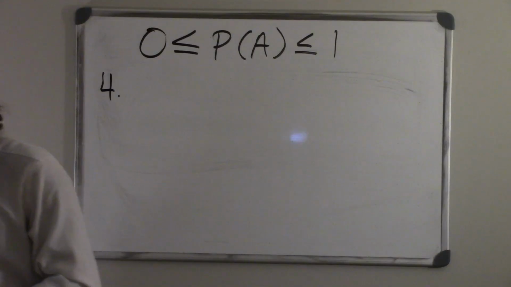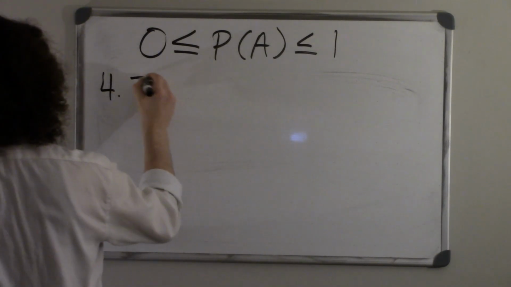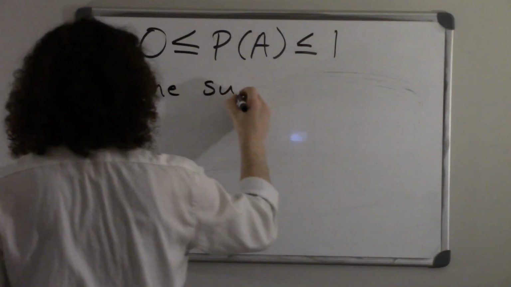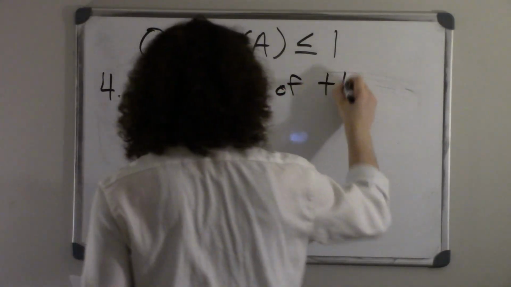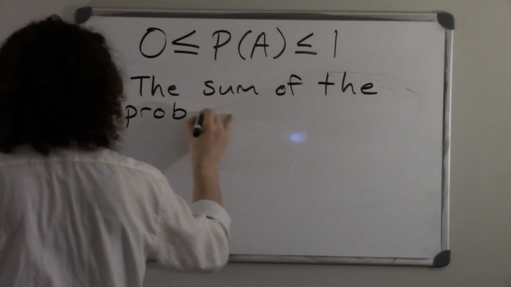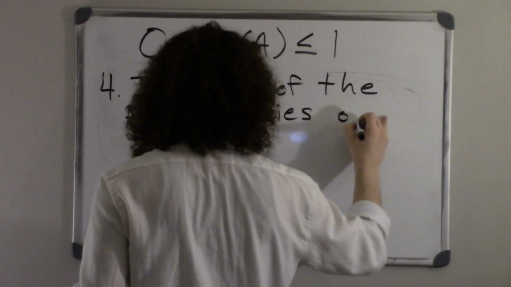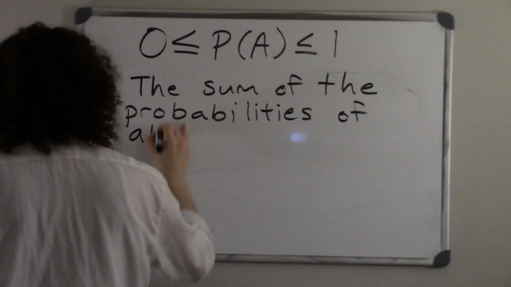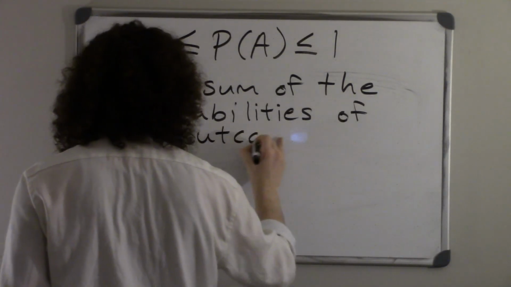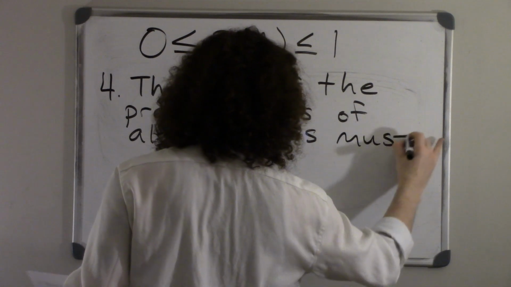All right, our fourth law is that the sum of the probabilities of all outcomes must equal 1.